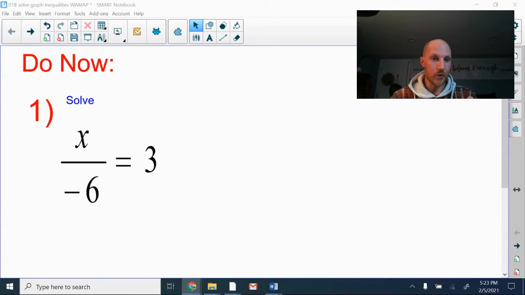Well, hello, algebra. Here's our do now. Go ahead and solve this one for x. You can hit pause until you got this done, and then I'll reveal the solution.